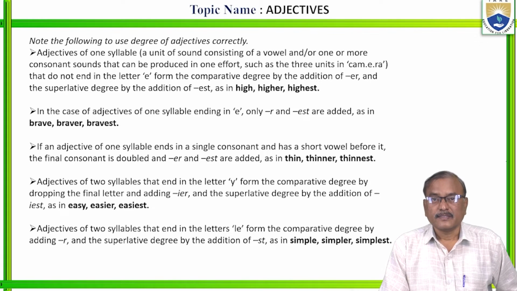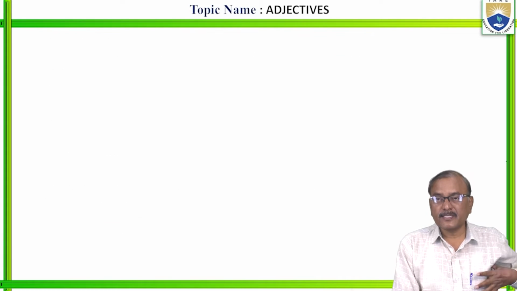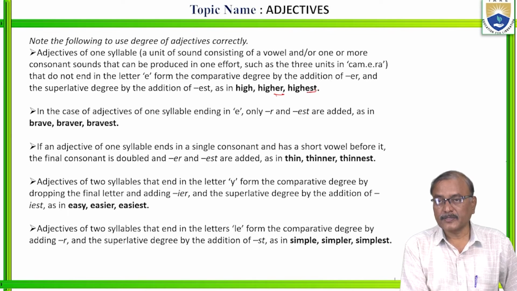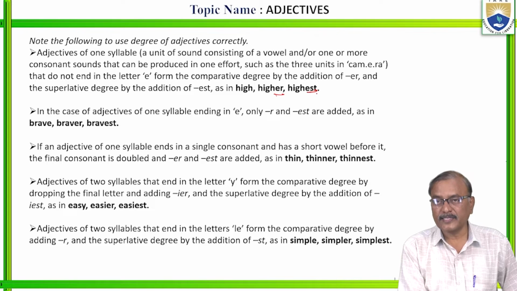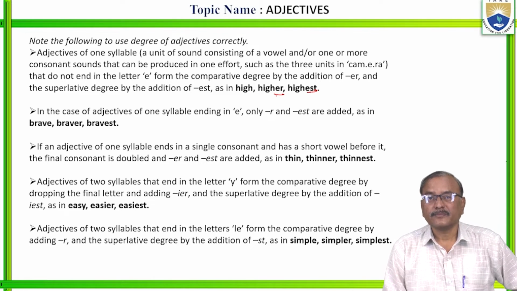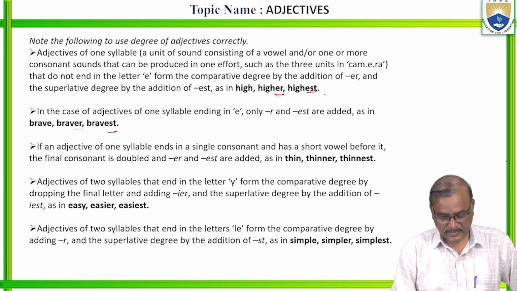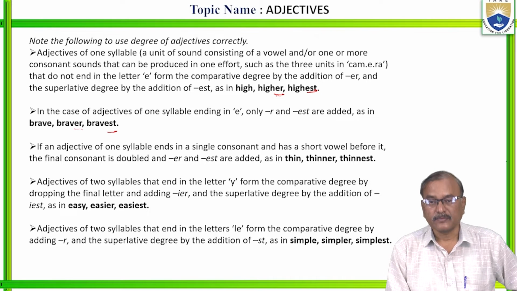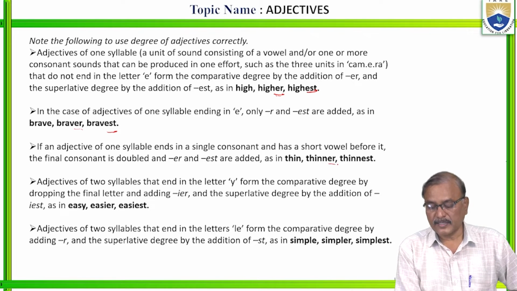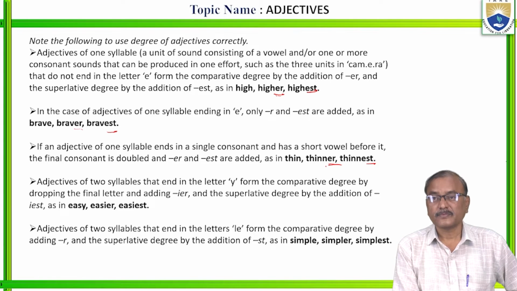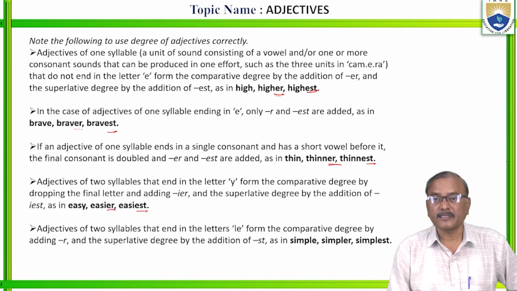See here how positive is changed to comparative and superlative. Just by adding ER, EST, we are changing positive to comparative and superlative. Like here, braver, bravest, higher, highest. Is it clear? You see, thin, thinner, thinnest. By adding ER, EST, we are using comparative and superlative degrees. Easy, easier, easiest.